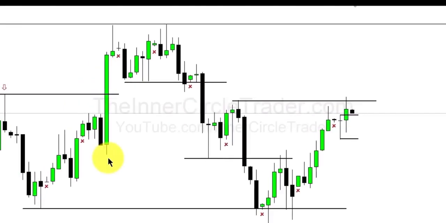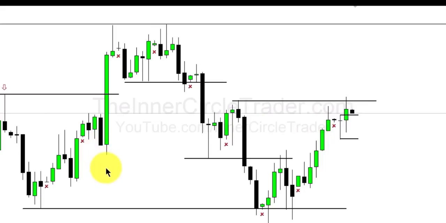My application of the outside day is that when it does that, it sets up a potential short-term reversal. What Larry Williams brought to the table with it is that it creates a short-term oversold scenario. So it doesn't necessarily mean it's a reversal. It just means it's many times a continuation pattern, according to his definitions.